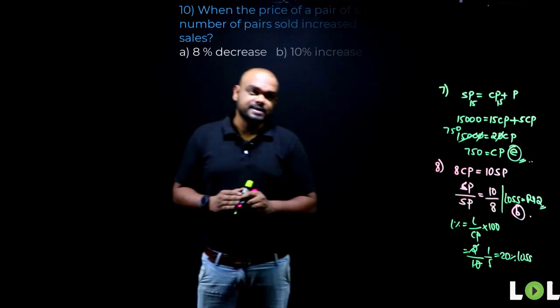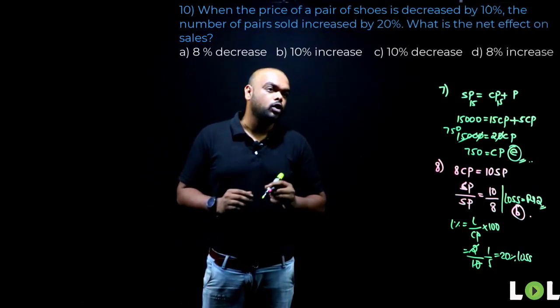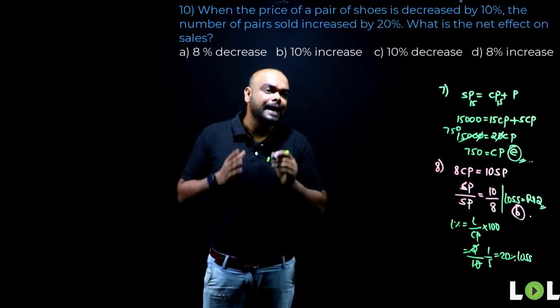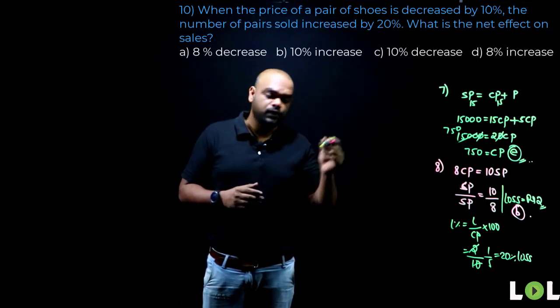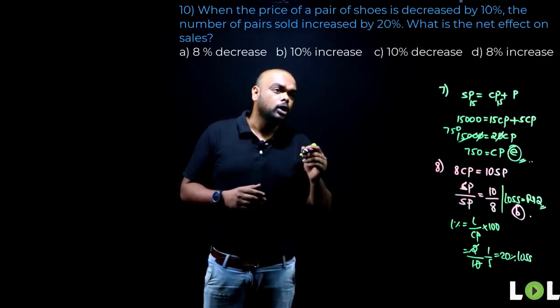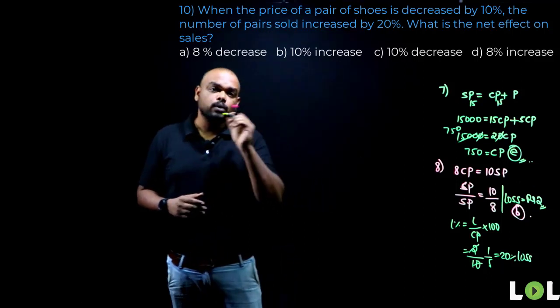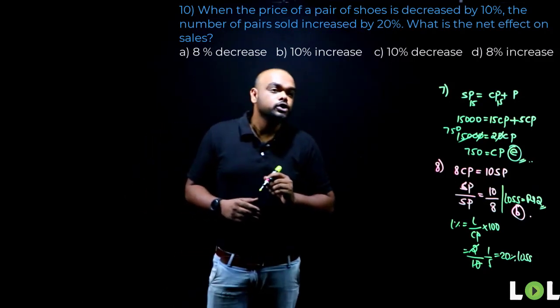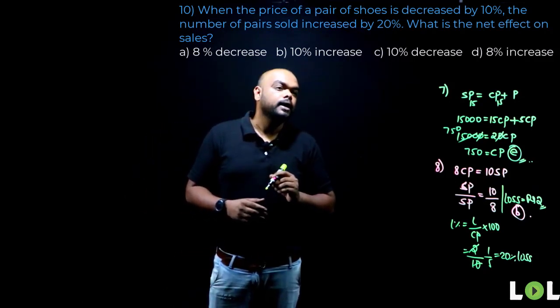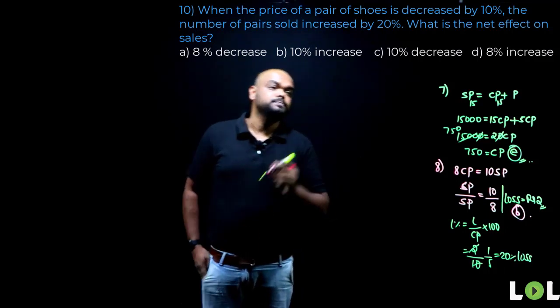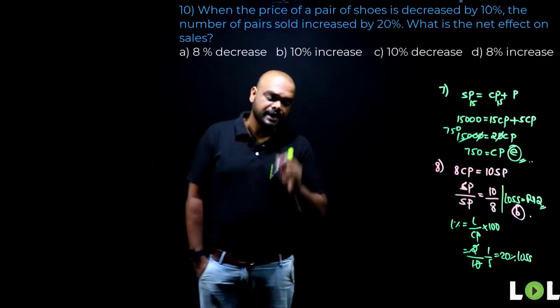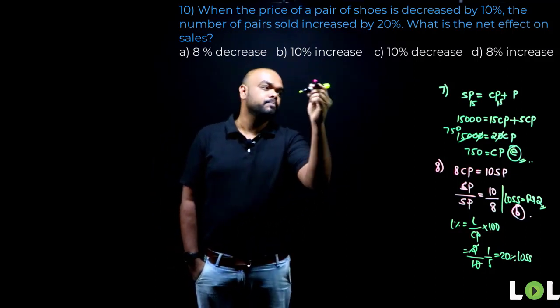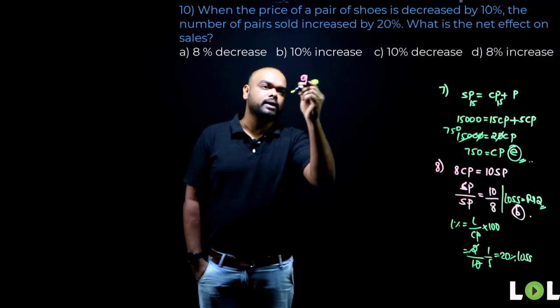Question number 9. What does it say? Ria sold the car for rupees 50,000 less than what she bought it for and lost 8%. At what price should she have sold the car if she wanted to gain as much as she lost in the first transaction? At what price she must have sold it? Guys, what is happening here? Understand. Once again, the game of relationship.